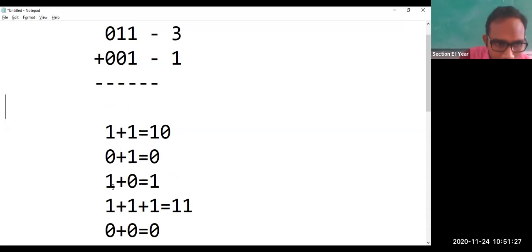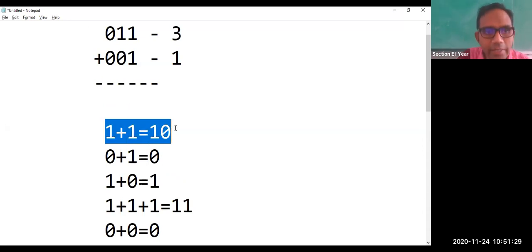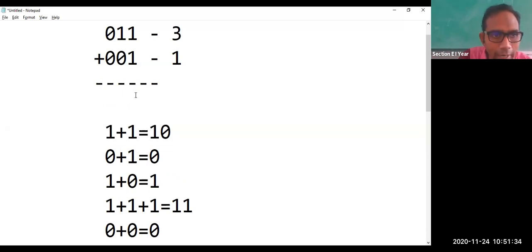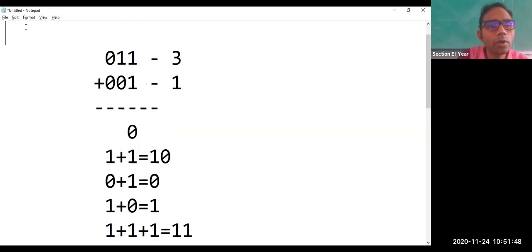According to our rules, 1 plus 1, what is the result? 1 0. So write the 0 here and make a carry bit 1. Here we write first 0, and here we have carry bit 1. Now 1 plus 1, just a second, I am going to write the carry bit also. Here we will have a carry bit 1. 1 plus 1 is 1 0. 0 you write, 1 will be carried. Now 1 plus 1, again you write another 0.